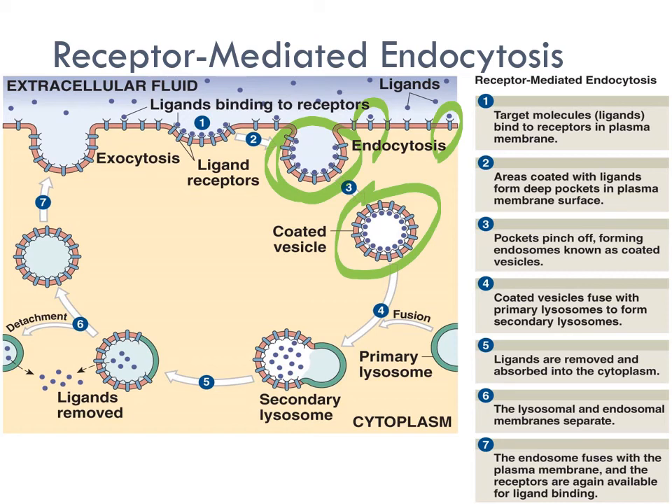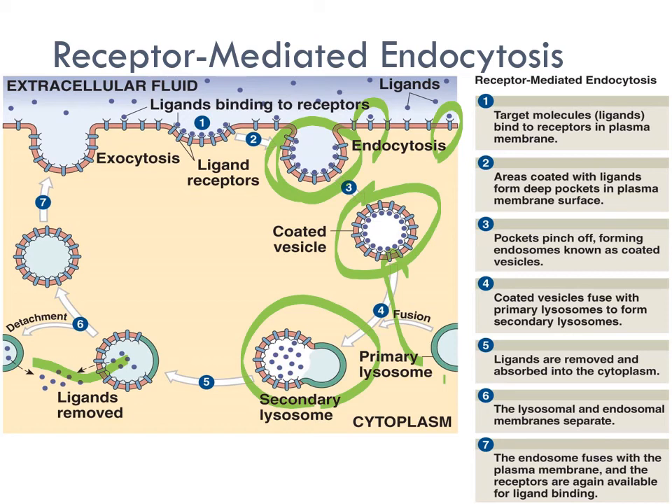A primary lysosome is going to come and fuse to that vesicle, creating a secondary lysosome. The secondary lysosome is going to use its enzymes to release all of those ligands from their receptors. And then the ligands are going to be removed from the vesicle so they can be utilized within the cell.